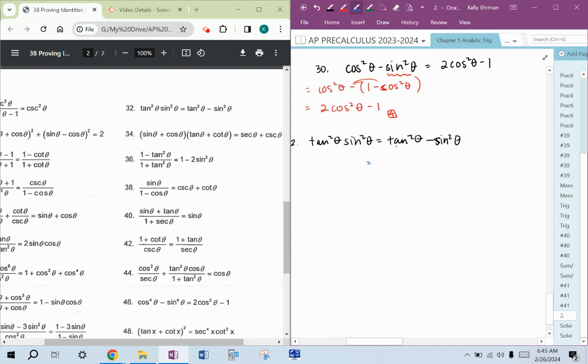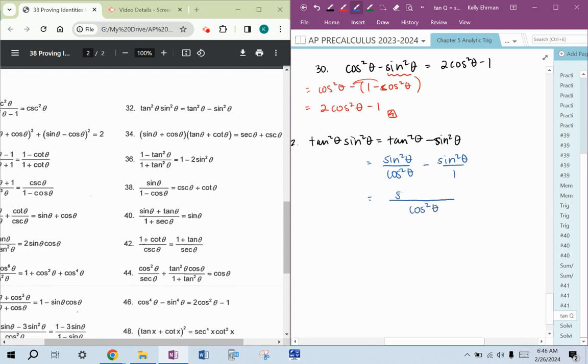Tangent squared is sine squared theta over cosine squared theta minus sine squared theta. You can put it over 1 if you want to. We need to get a common denominator. That's what I mean by there's more math to do. We can adjust this a little bit. If I start on the multiplication side, I'd be kind of stuck because nothing really would cancel. Okay, so the common denominator is cosine squared.